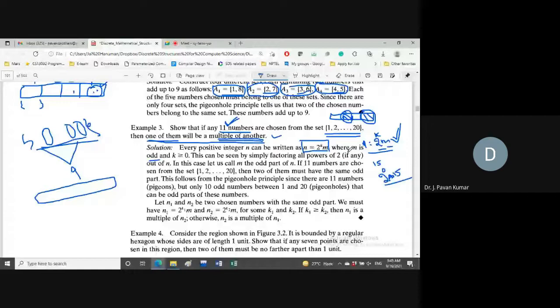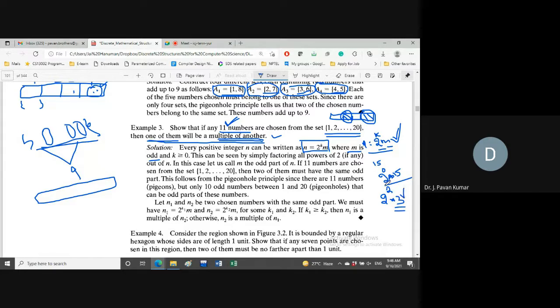Consider 14, 2 into 7. Consider 12. How can we write 12? 4 into 3, so 2 power 2 into 3. So this is the m value, right? So the m value is always odd.